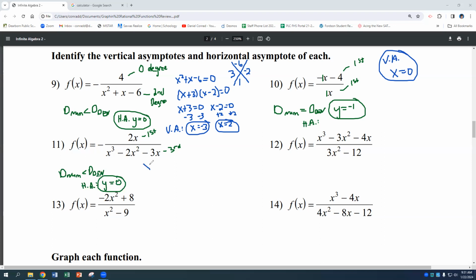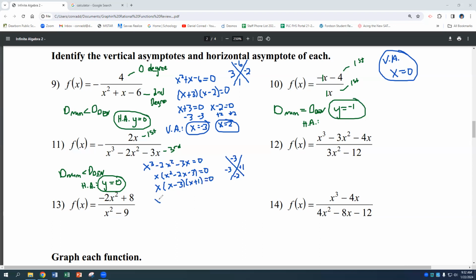vertical. We have to set the denominator equal to 0. So x to the third minus 2x squared minus 3x equals 0. Okay, I'm going to factor out an x. Then I have x squared minus 2x minus 3 equals 0. I'm going to use the x method here. So I need two numbers that multiply to -3, add to -2. That's going to be -3 and +1. So I have x, and then my two factors for here will be x minus 3 and x plus 1.